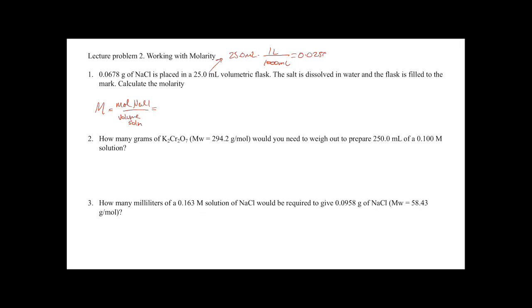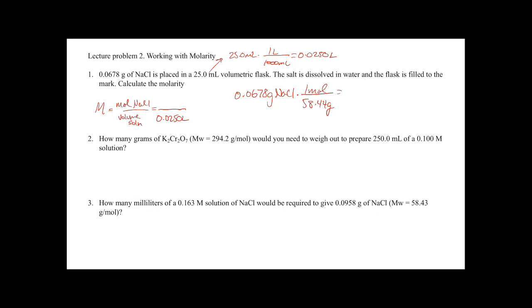0.0250 liters. So what it's basically saying is if we take this 0.0678 grams of NaCl and put it into 25 mL of solution inside of a volumetric flask, that is basically a flask that you fill up and it gives you a certain amount of volume. So we have the bottom part already, 0.0250 liters. Now what we need is the top, which is the number of moles. To do that, we're going to take our 0.0678 grams of NaCl, and to get the number of moles, we're going to divide by the molecular weight. The molecular weight of NaCl is 58.44 grams for every 1 mole.